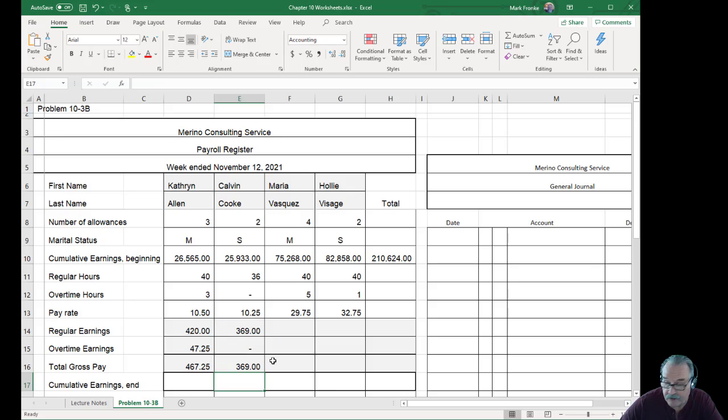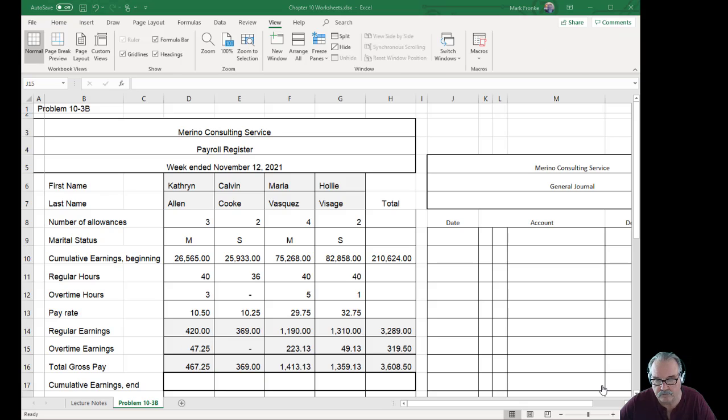Calvin did not have any overtime, so that's $369. So go ahead and do the calculations for Maria and for Holly, and you can pause the video and I will do them, and you can compare. I'll be right back. Okay, I'm back, and I've totaled up the regular earnings, overtime earnings, and the gross pay. 3608.50 is what you should have gotten. So hopefully you got that. If not, pause it and go back and check and see where you went wrong.